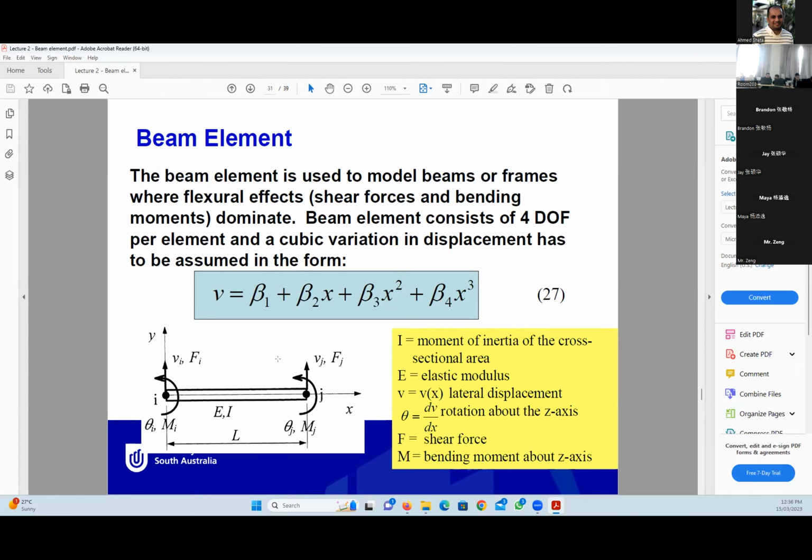So how many degrees of freedom do we have for a beam element? 4 degrees of freedom. So what is the size of the stiffness matrix for a beam element? Can you expect the size of a beam element?